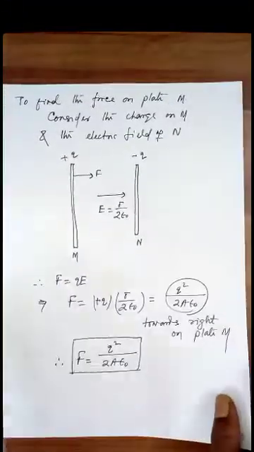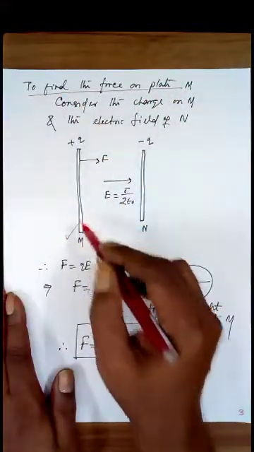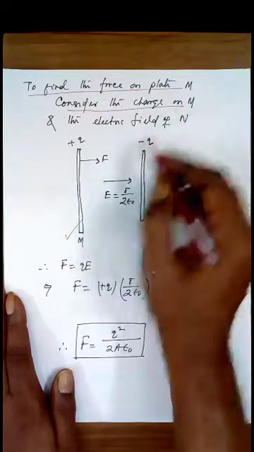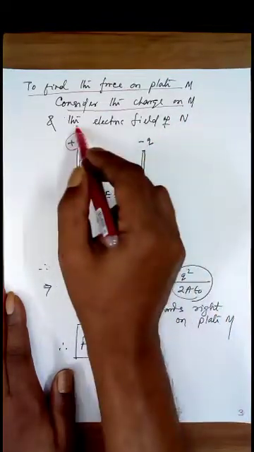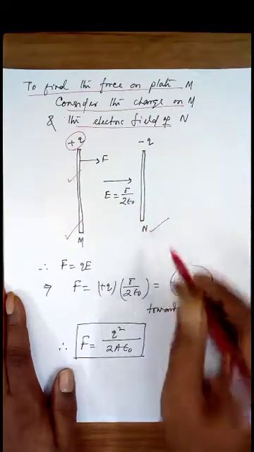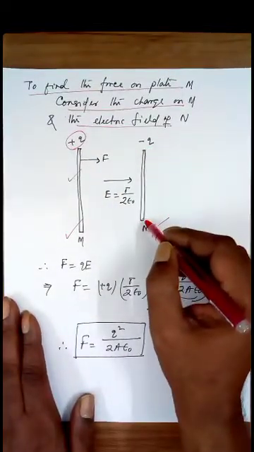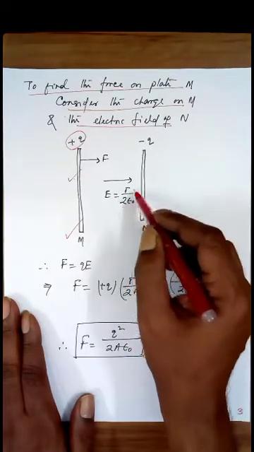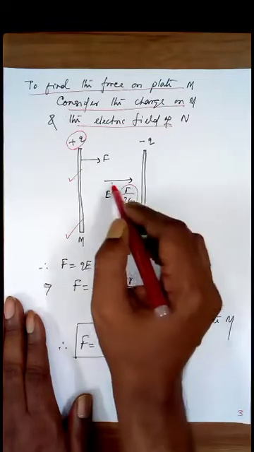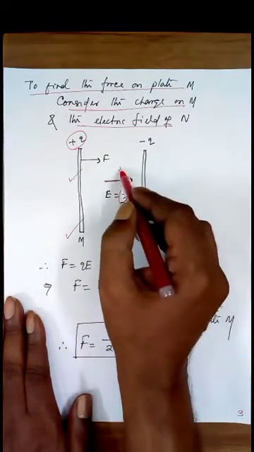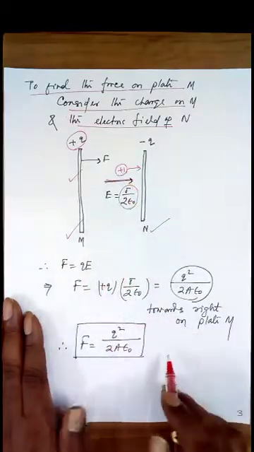Now look. To find the force on plate M, consider the charge on this plate, that is plus Q, and the electric field of the other plate. Since this is negatively charged, and as I explained in the first page, the field is sigma by 2 epsilon naught, which does not depend on distance, it will be to this side, because if you put a test charge, that will be attracted by this, so it is to this side.